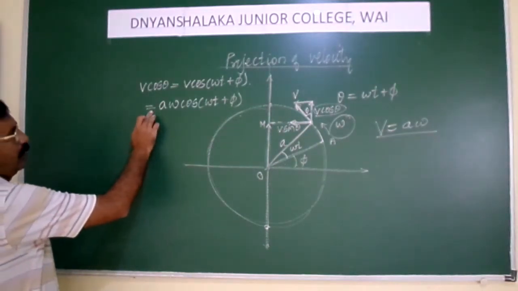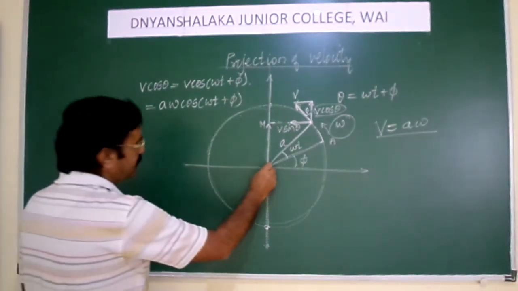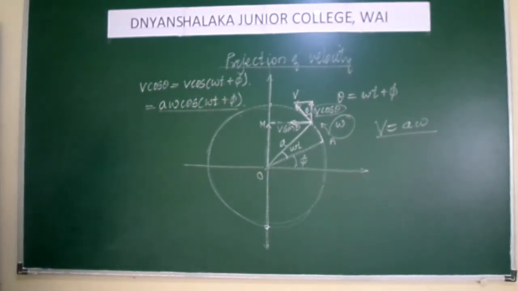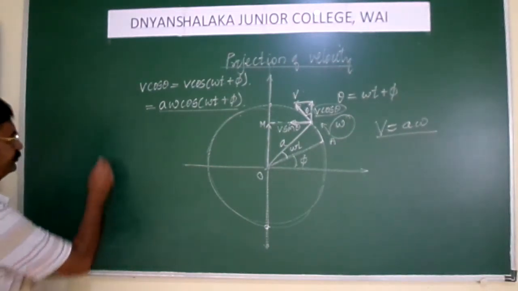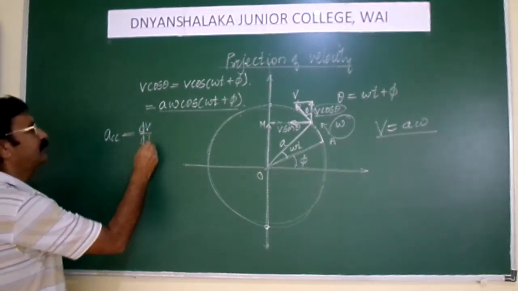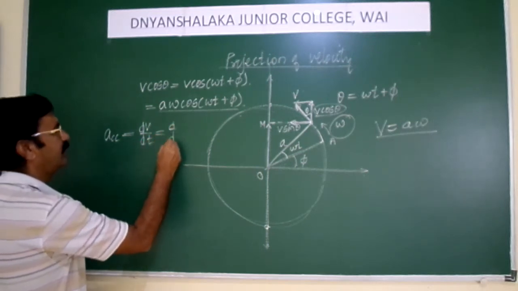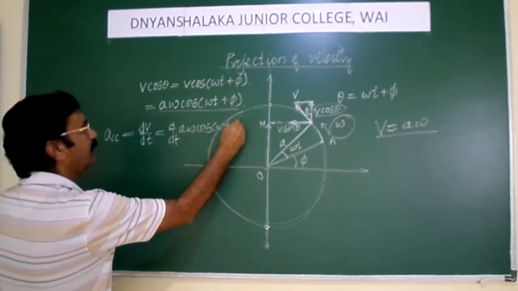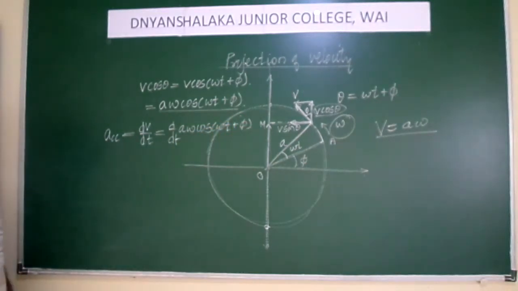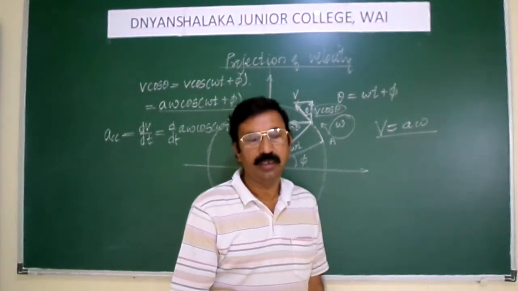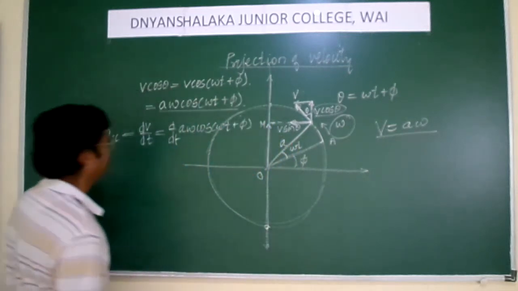Now, as we consider the velocity as a omega cos of omega t plus phi, acceleration in simple harmonic motion is dv upon dt. Means this will be d by dt of a omega cos of omega t plus phi. So this is what we call the projection of the acceleration in SHM.